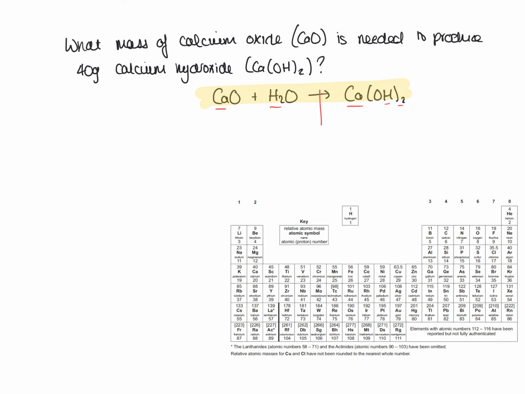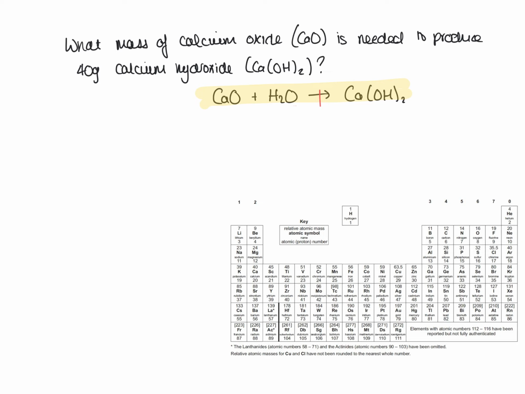And we've got one oxygen here and one there, so that's two in total on this side. And we've got one in here, but again, it's doubled, so we've got two on that side. So that's fine. We've got a calcium on each side, we've got two hydrogens on each side, and we've got two oxygens on each side. That equation is balanced.